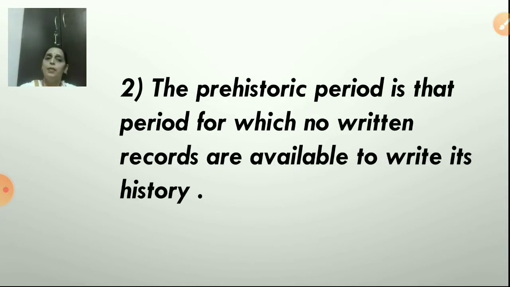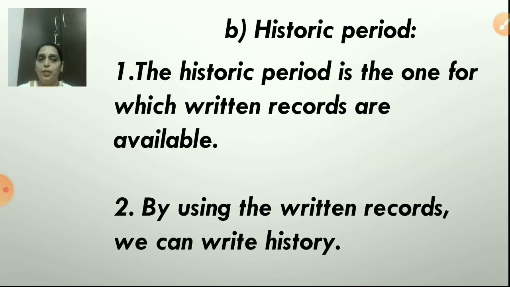The prehistoric period is the period for which no written records are available to write its history. Now the next is the historic period. The historic period is the one for which written records are available. By using the written records, we can write history.